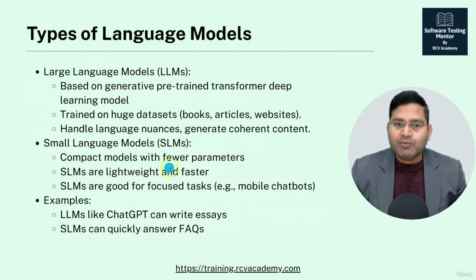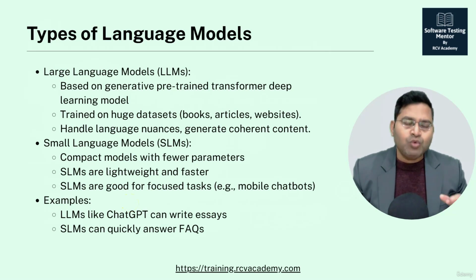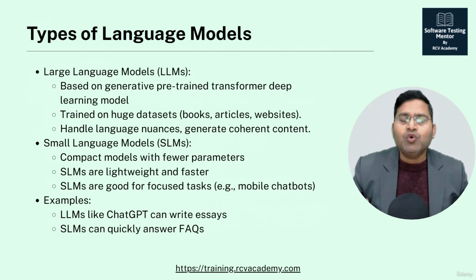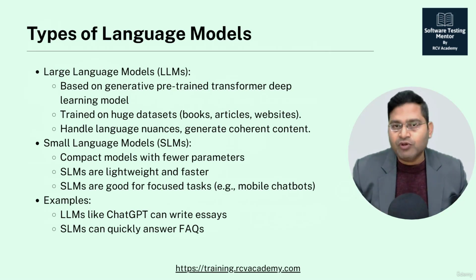What are small language models? Small language models, or SLMs, are compact models with fewer parameters. Large language models have a massive number of parameters, while SLMs are models with fewer parameters. These are lightweight and faster and are good for focused tasks, for example, mobile chatbots, or when you are looking for something lightweight that solves a specific purpose. You don't need a heavyweight large language model for those scenarios. If you are using a model for a specific task, a small language model is good enough for that case.